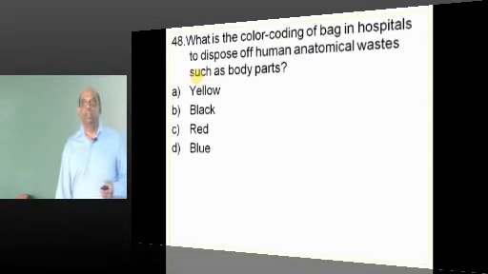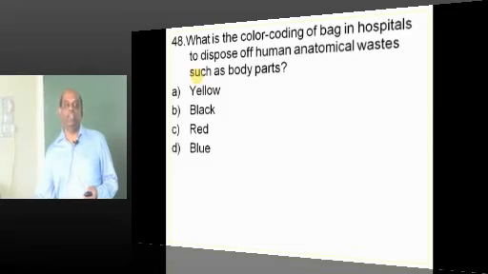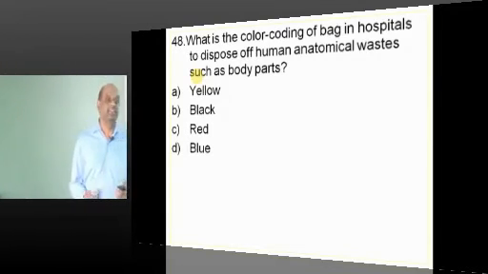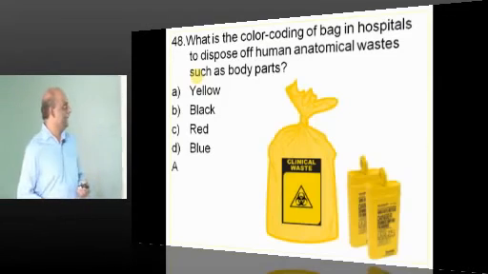Now, one question on color coding has to be there. Tell me, what is the answer? What is your favorite color this week? Yellow. Yellow, that's good.